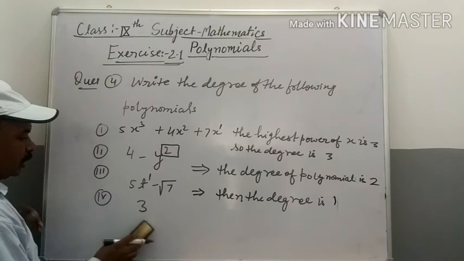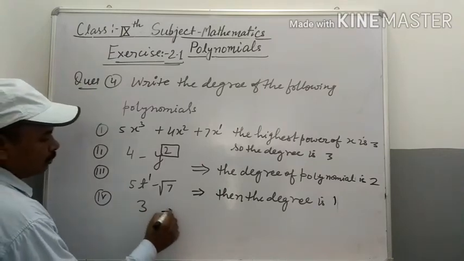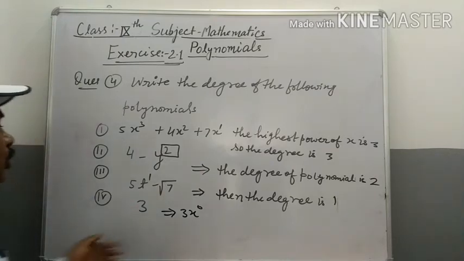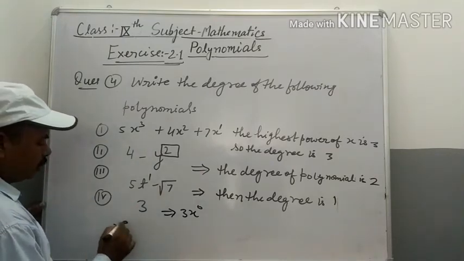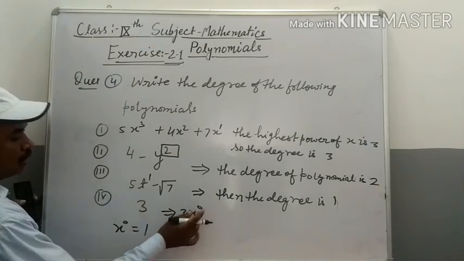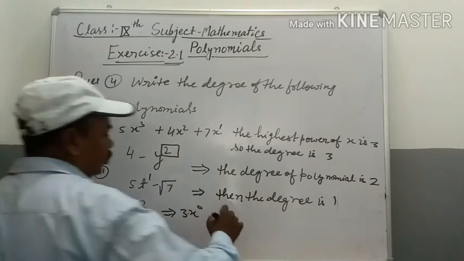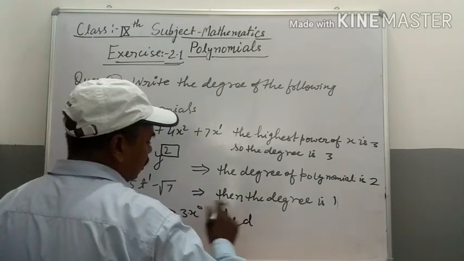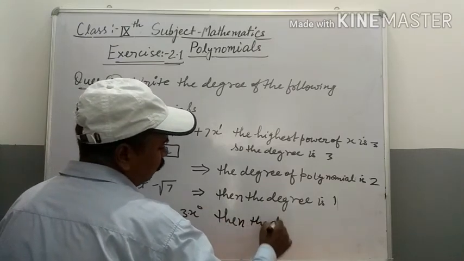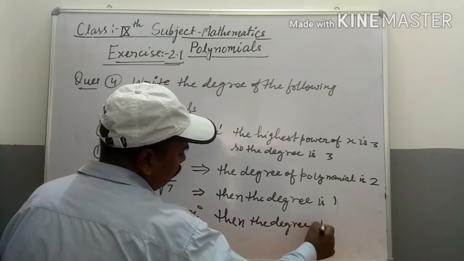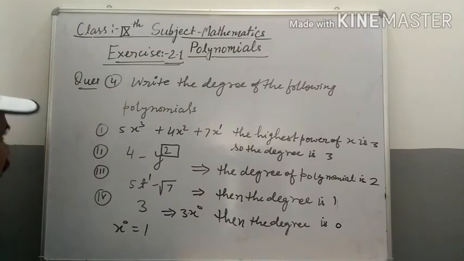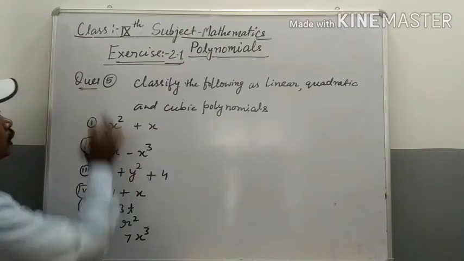And students, here 3, it means this implies 3x to the power 0. किसी संख्या पे स्टूडेंट्स पावर 0, that is value 1. x to the power 0, it means 1. That means 3 into 1, it means 3. So then the degree is 0. Now we will continue. Question number 5.